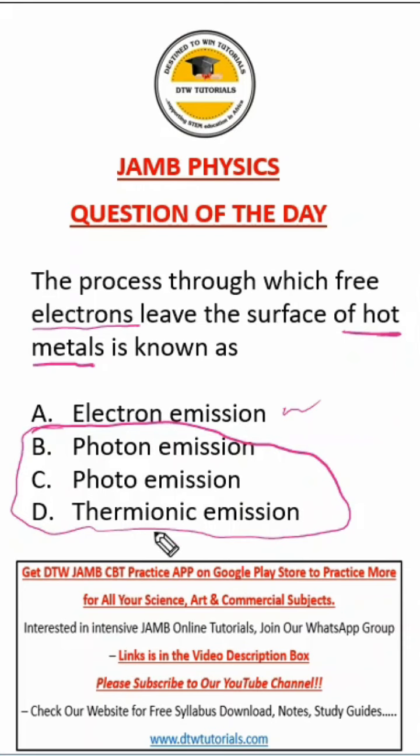You have photon emission, which is when photons are emitted when an electron travels from one energy level to another. Photoemission is on light, when light hits a metal surface and electrons are emitted. Thermionic emission is when electrons escape the surface of a hot metal. So our right option here is D.